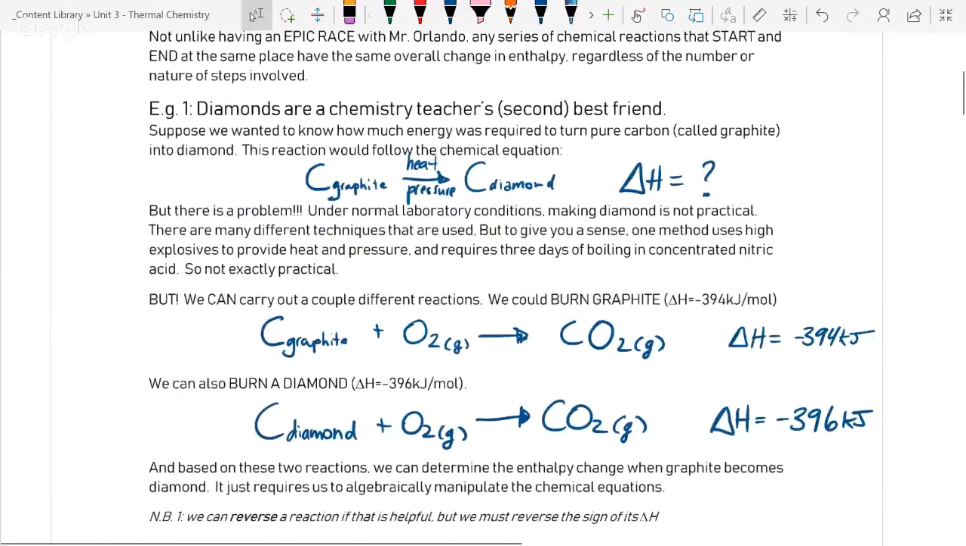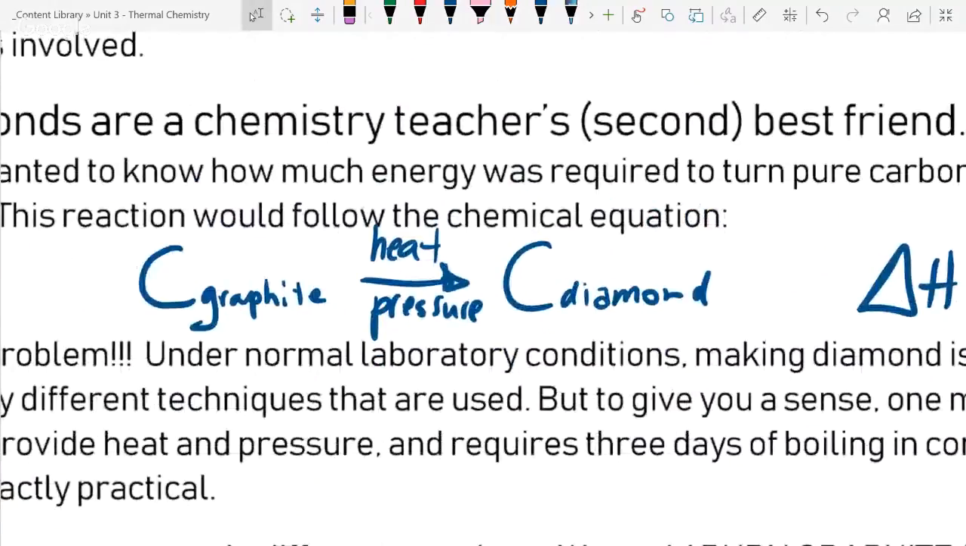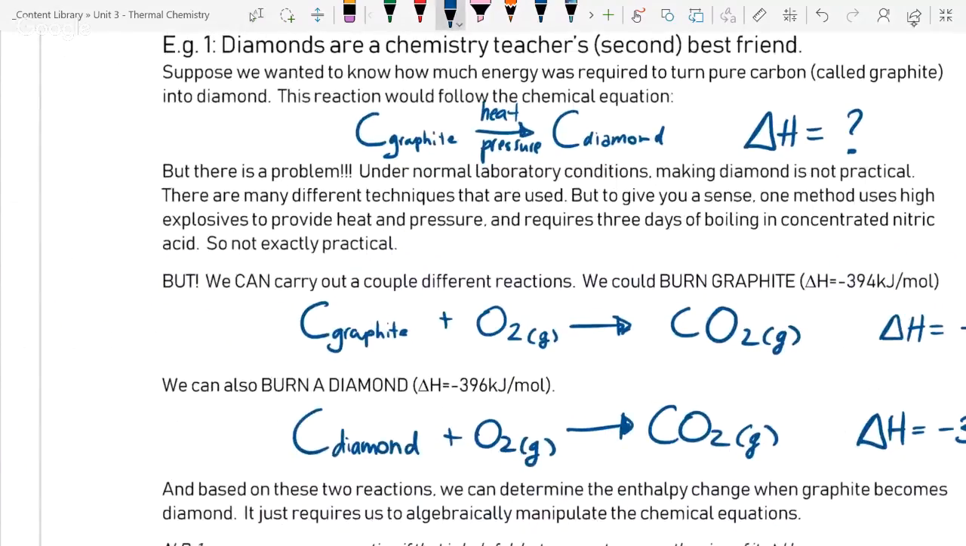The equation I want, in the end, has what on the left side? Graphite. It has what on the right side? Diamonds. Good. This equation here has graphite on the left side, so it's good for me. What about this equation here? The diamond is on the left side, but in the equation I want, the diamond is on the right side.